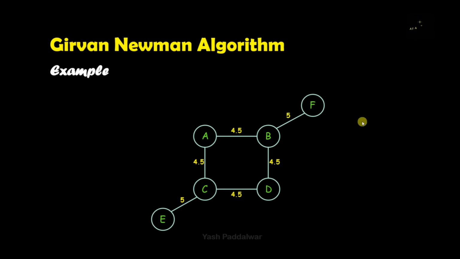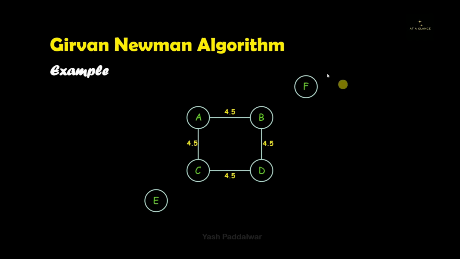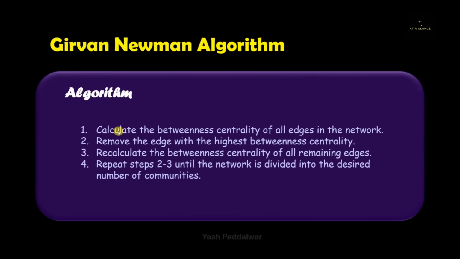Now once this is done, the next step as per the algorithm is to eliminate the edges with the highest betweenness centrality. You can see that from this graph there are two edges, that is BF and CE, with the highest betweenness centrality as 5 compared to the other edges. So we'll have to remove these two. And after removing these two edges, you can see that the graph is separated into 3 sections. Now you can see that as per the algorithm, the work has to be done on the remaining graph.